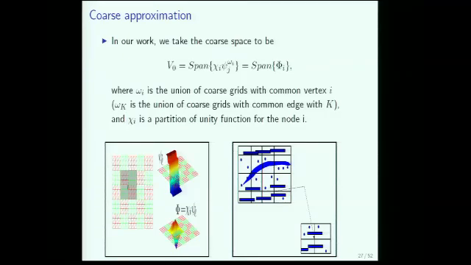If I take these eigenfunctions, how do I build a coarse space? It's done in the following way.